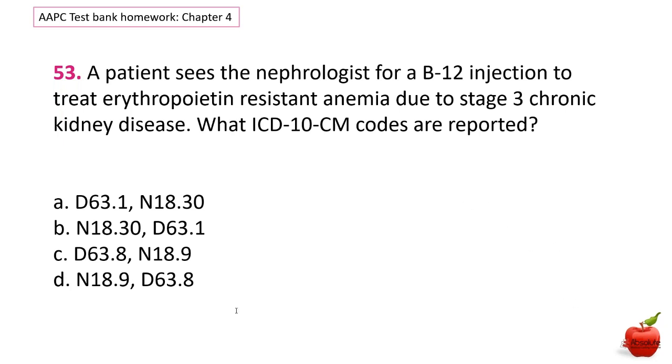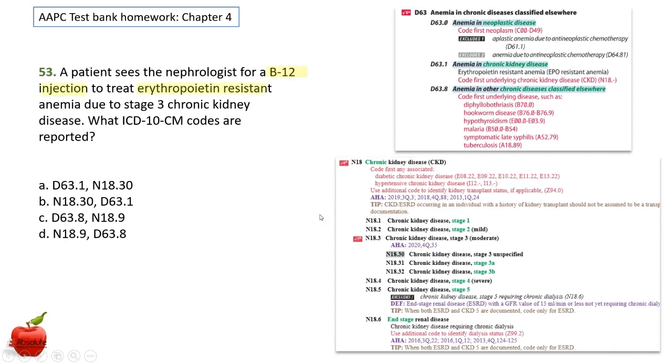Okay, coders, that's time, and I can see a mixed response between option A and option B. Once I complete the explanation, I think you all will know where you made the mistake, and that will be a teachable moment. So the correct answer for this scenario is option B, N18.30, D63.1. And these are your keywords: vitamin B12 injection, erythropoietin resistant, anemia due to stage 3 CKD.